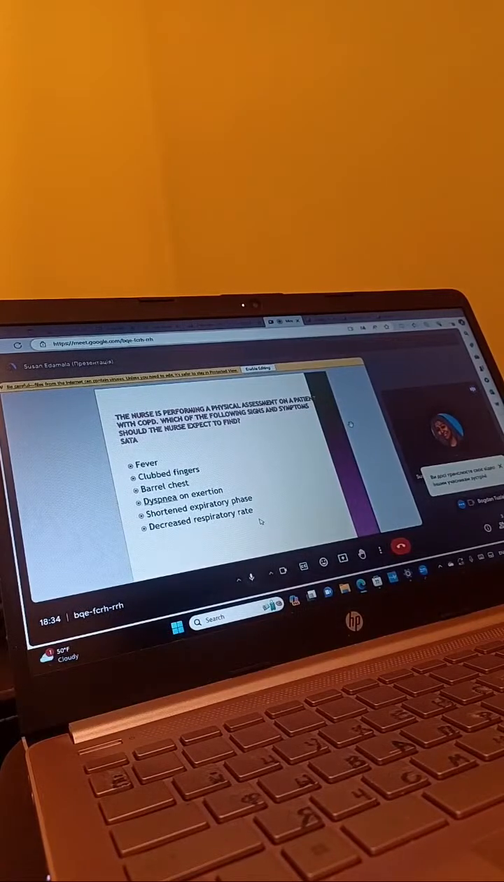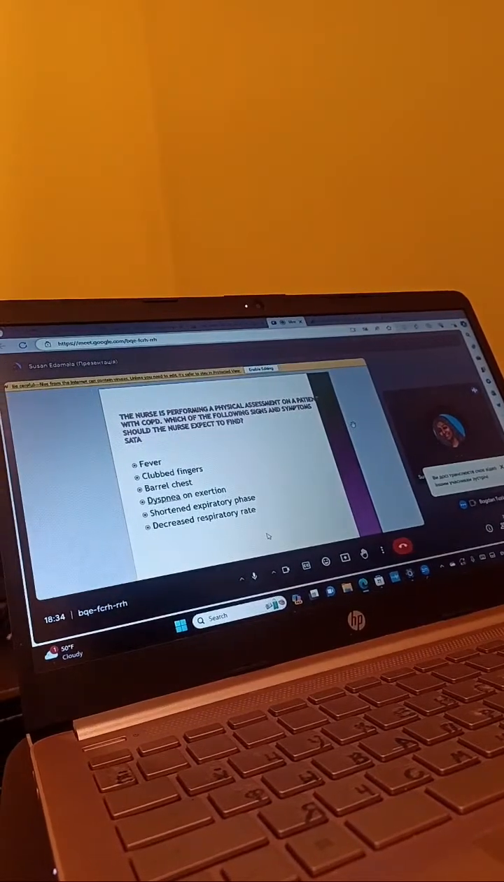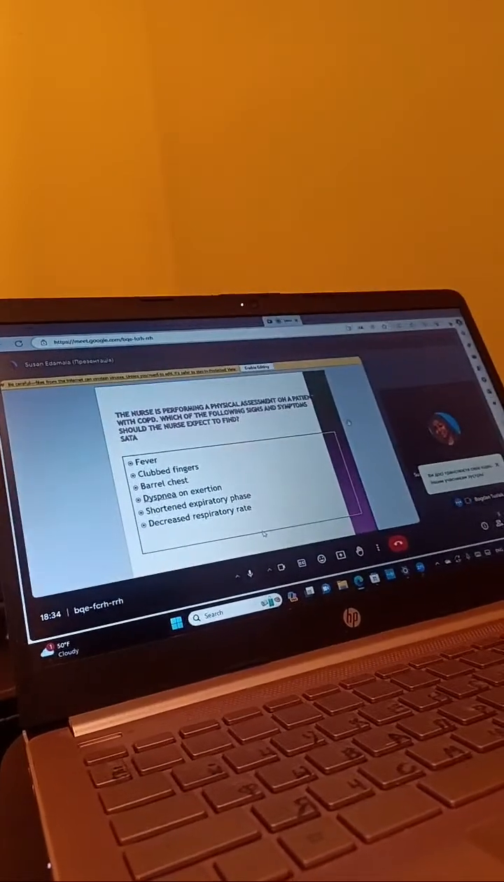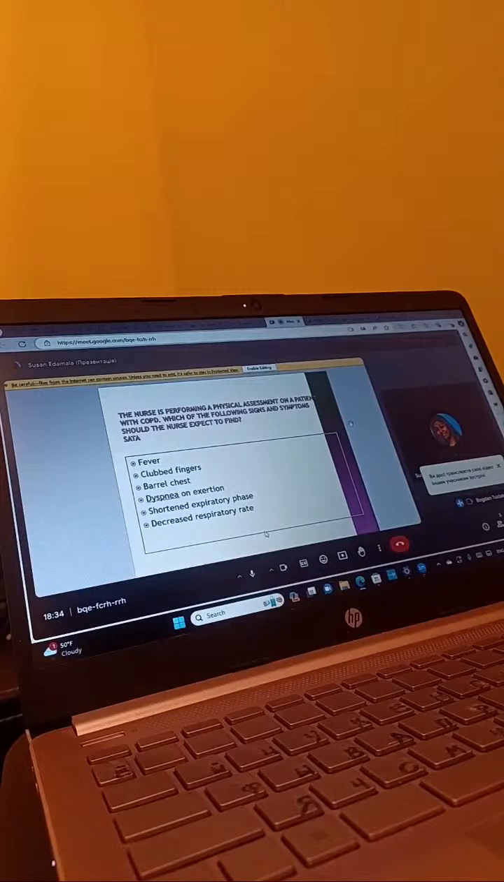So now make two columns, yes and no. Which is the signs and symptoms? Is fever a symptom for COPD? No. Fever will be in pneumonia, but not in COPD. So put it in the no column. Next, clubbed fingers. Is this possible? Yes.